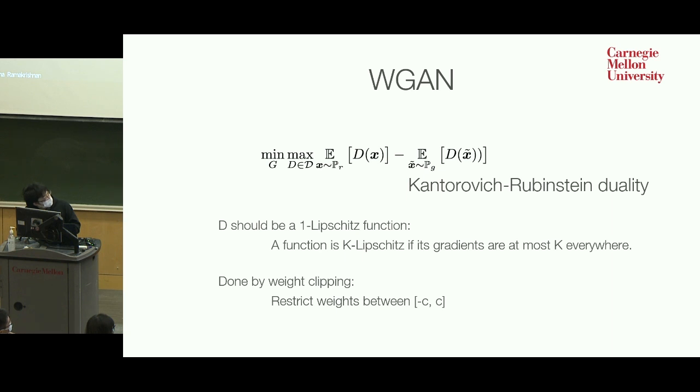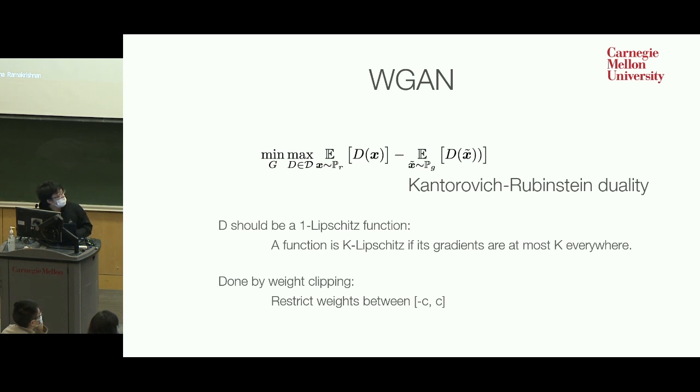When I say 1-Lipschitz, it simply means the maximum derivative of this function is one. When we say K-Lipschitz, it means the gradient of the function is at most K everywhere. This K-Lipschitz, 1-Lipschitz limitation of this function is enforced by weight clipping. That is the original form of the WGAN.